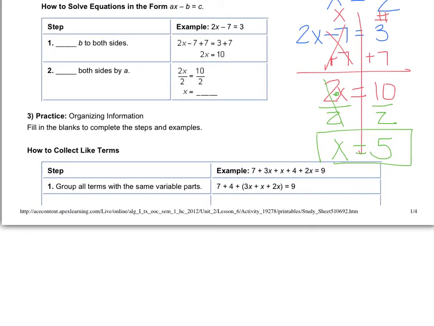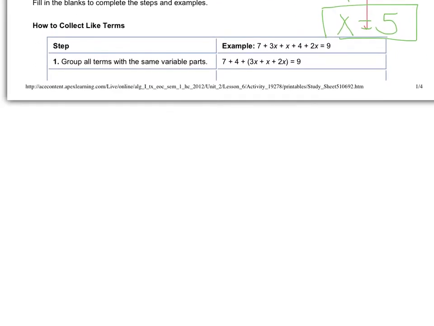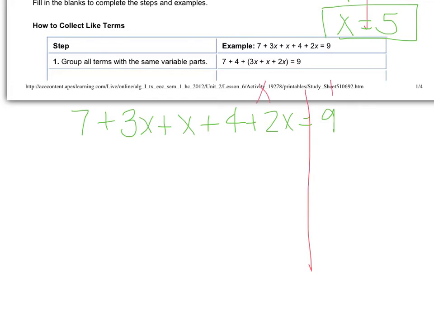Now, sometimes we're going to have problems like this, where they have lots of variables. So I'm going to rewrite this out. We have 7 plus 3x plus x plus 4 plus 2x equals 9. So we need to get all of our x's on one side and our numbers on the other, but we have a lot of x's and a lot of numbers. So let's first cover up the right-hand side and look at the left-hand side. We're going to do what's called combining like terms, which you don't actually learn until later on, but we're going to do our best here.